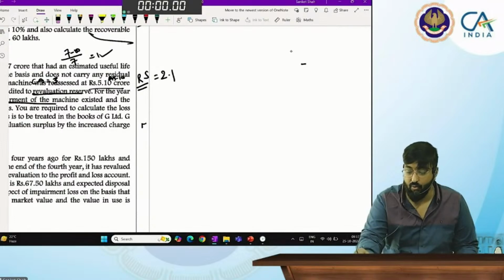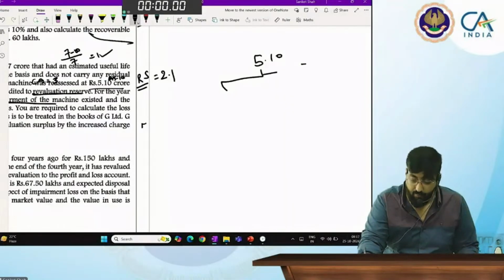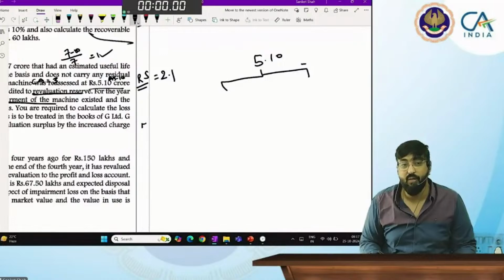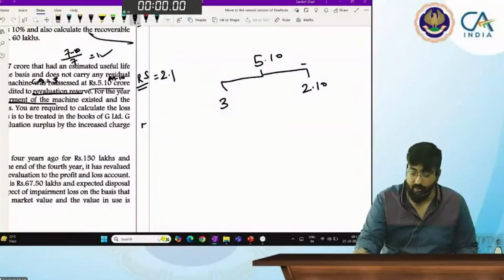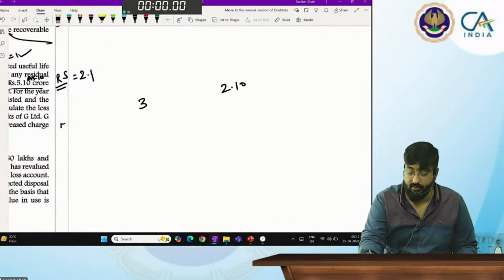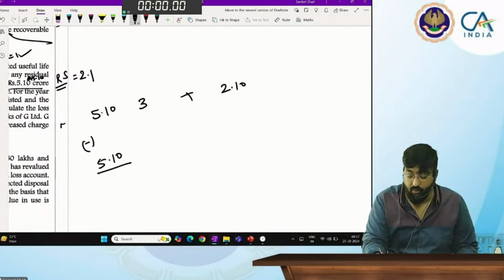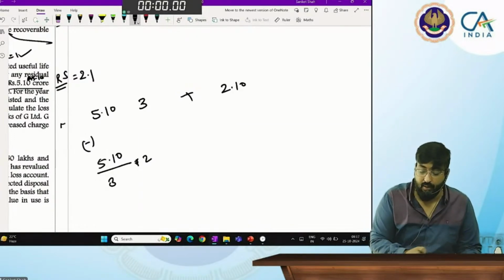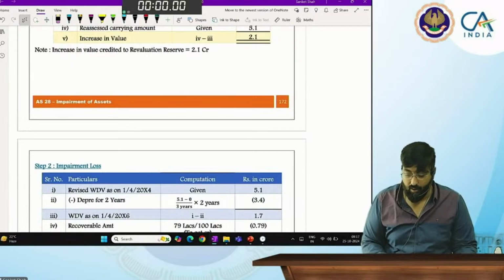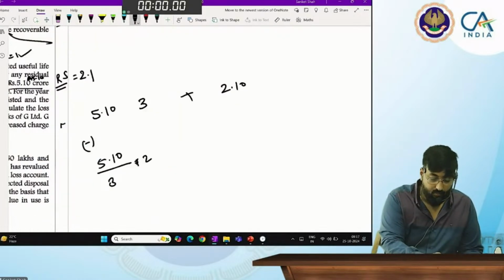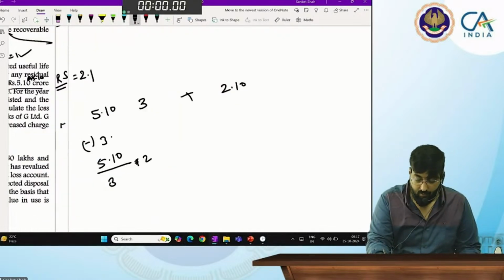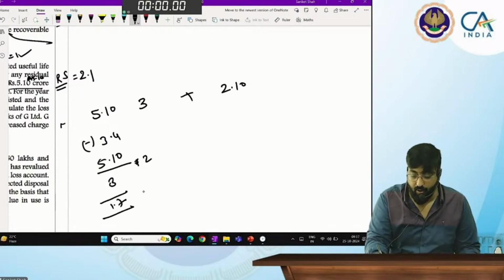See beta, now out of 5.1, I will break this 5.1. If you continue with your carrying amount, it is 3, correct? And 2.1. And see this total is 5.10. Now this 5.10 कितना साल चलने वाला है अभी? 3 years into 2. 2 years are complete. तो कितना हुआ बेटा? 3.4. So you are left with 1.7.